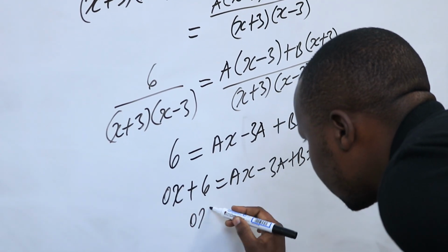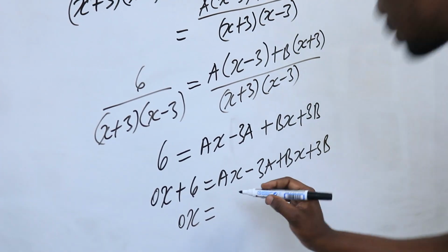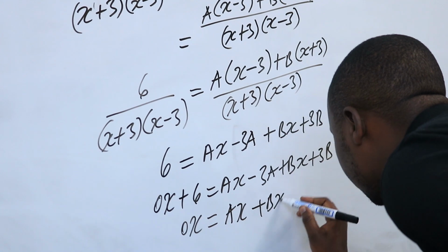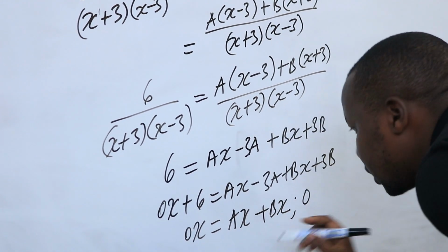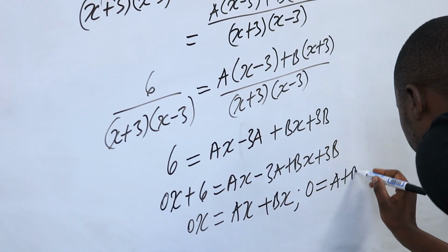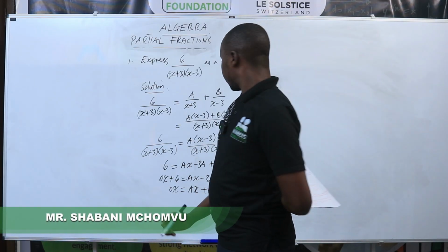So 0x is equal to what? All the terms with x, that is ax plus bx. Once simplifying, x goes, so we remain with 0 equals a plus b. And this we now term as equation 1.